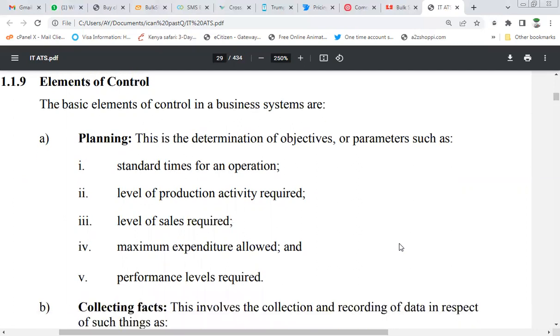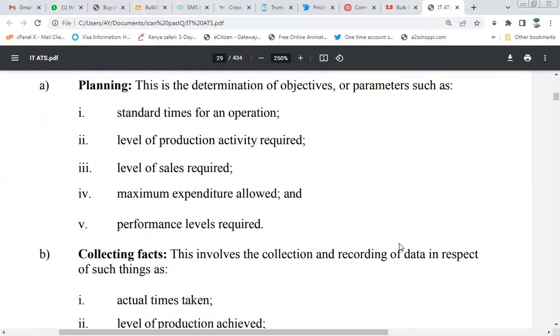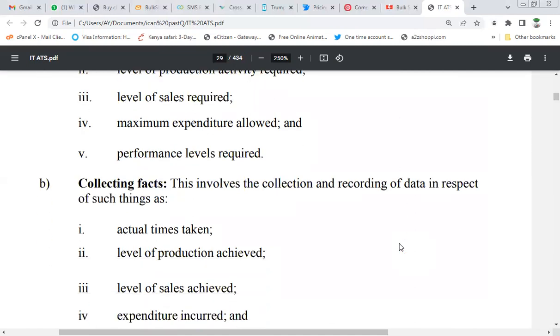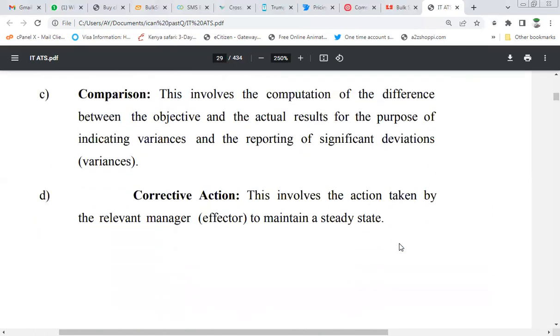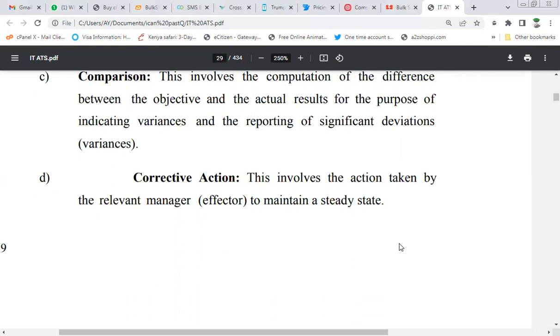You can read it. Planning, collecting facts. This involves the collection and recording of data in respect of such things as actual time taken, level of production achieved, level of sales achieved. Then comparison. This involves the computation of the difference between the objective and the actual results for the purpose of indicating variances and the reporting of significant variances. Then corrective actions. This involves the action taken by the relevant manager to maintain a steady state.